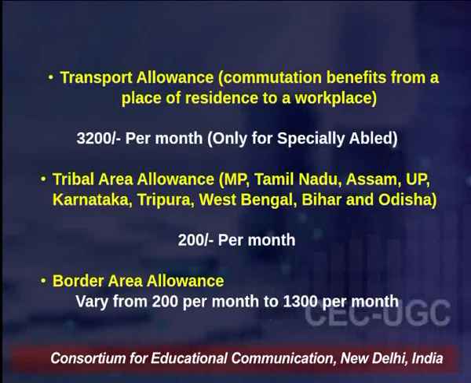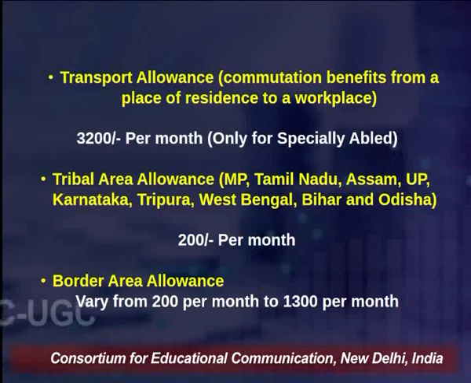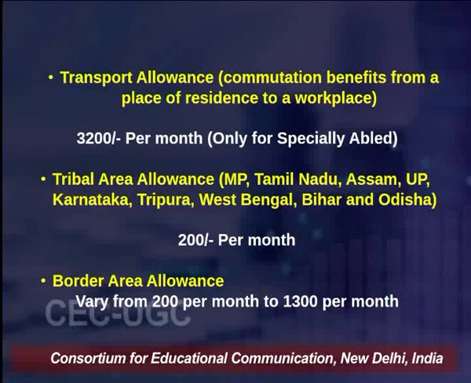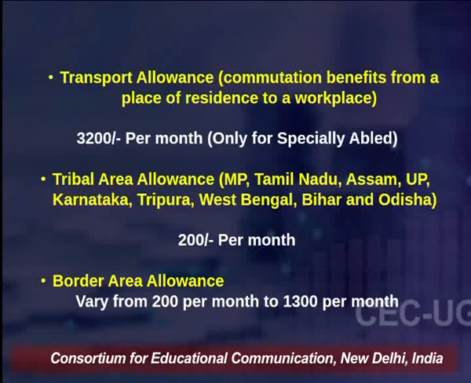Now the next is the transport allowance, which is given for the commutation benefit, that is with respect to your place of residence to a workplace. Now this allowance is only available to a specially abled person, and that too with the upper ceiling of rupees 3,200 per month. Any specially abled person will be able to get an exemption up to rupees 3,200 per month, and any amount exceeding the same will be taxable in the hands of that respective employee.